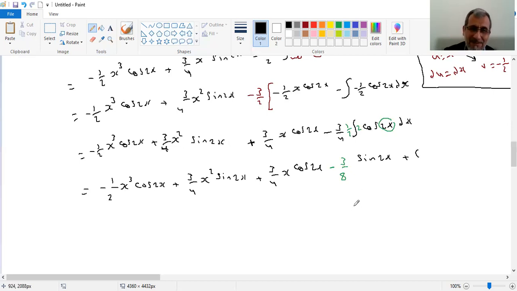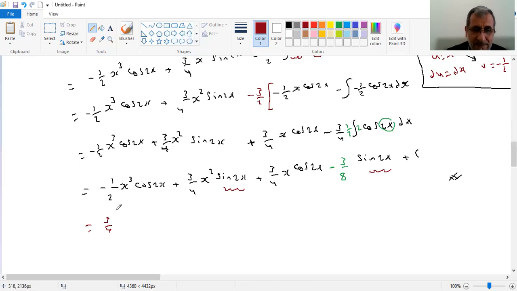This one really can be simplified. So this is the answer, this is the solution, and it can be simplified. I have sine here and sine here, so I can add them together. And this one is cosine and cosine, and sine with sine. So I can write it: x squared, 3 over 4, I write this one.